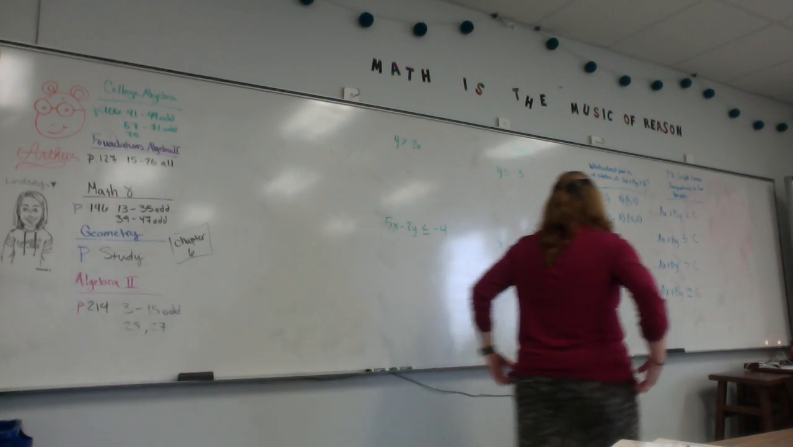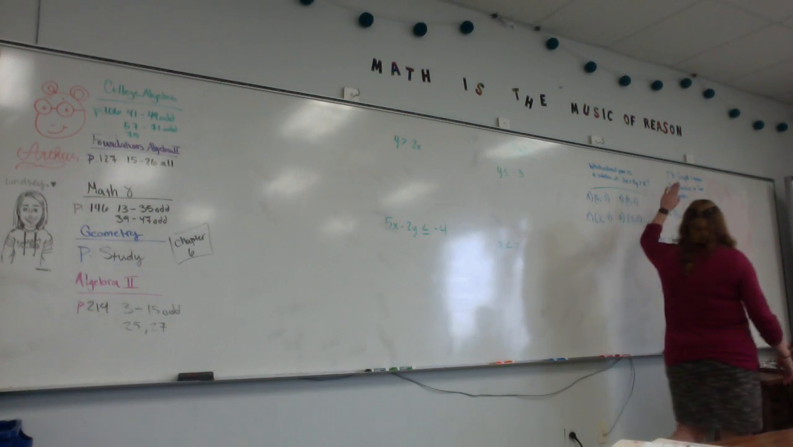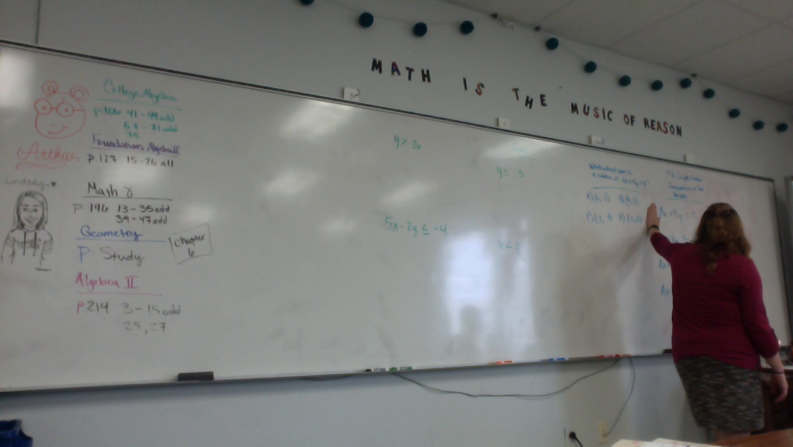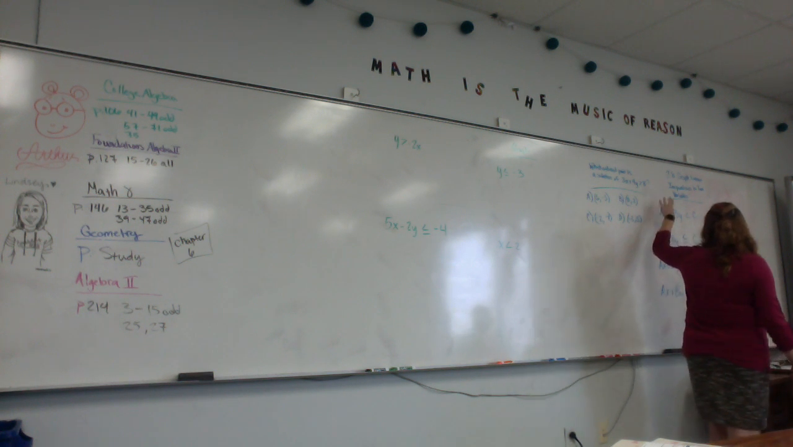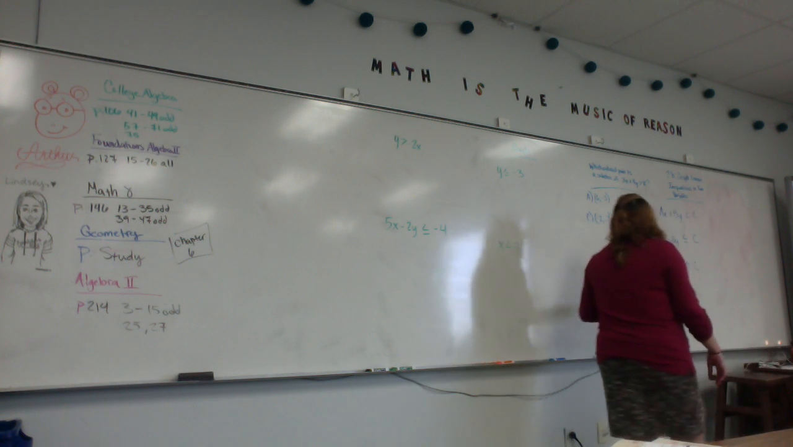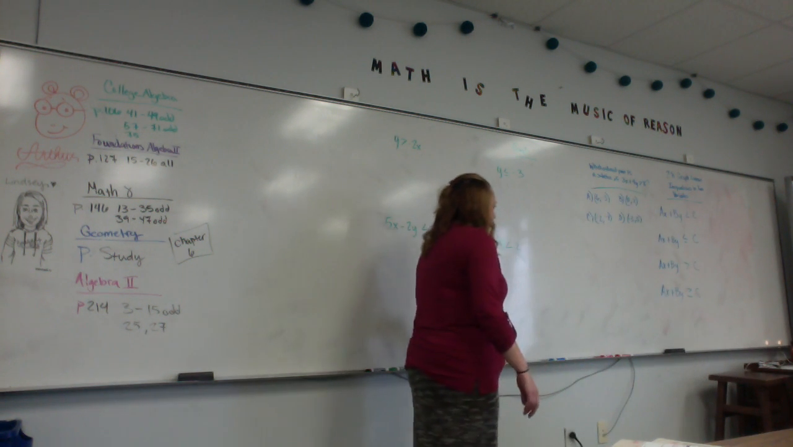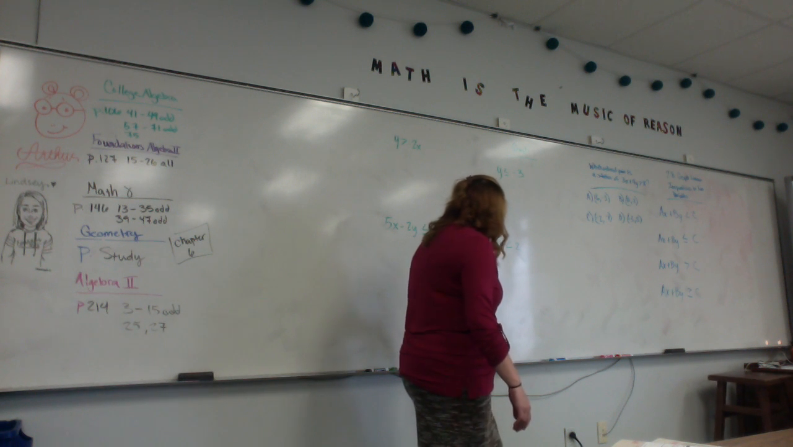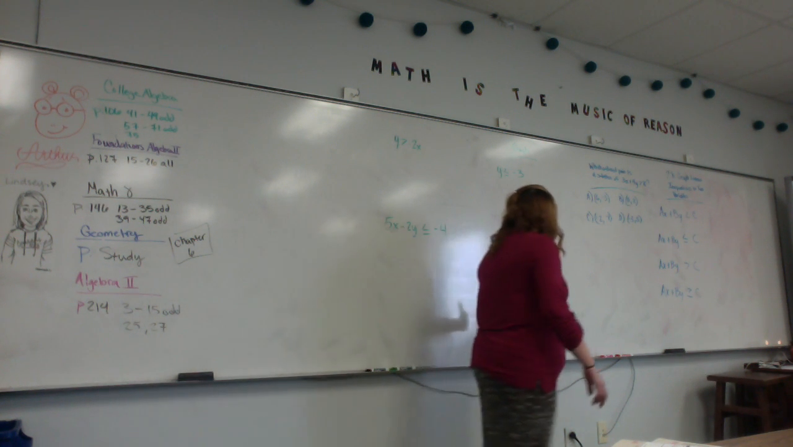Graphing linear inequalities in two variables. So you have 4 different types of inequalities. You have something where x plus y is less than c, x plus y is less than or equal to c, x plus y is greater than c, or x plus y is greater than or equal to c, correct? We have 4 different kinds of inequalities.